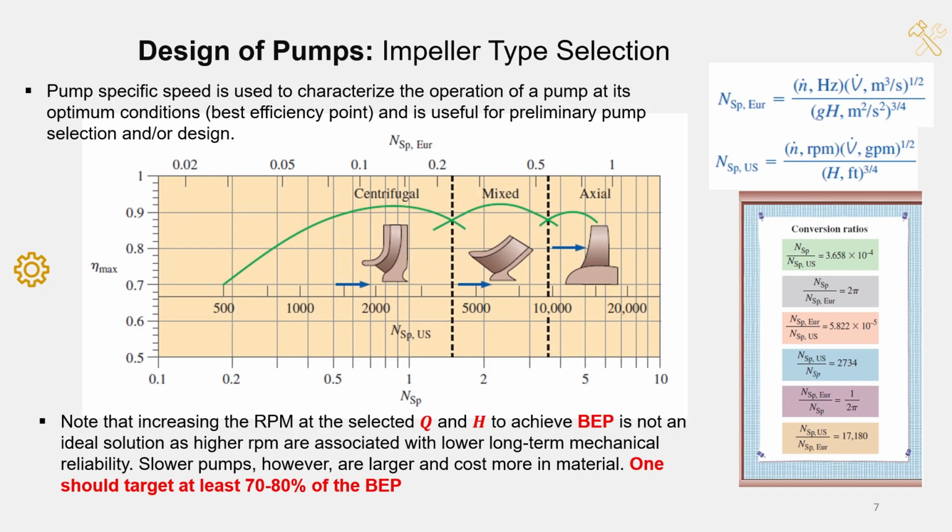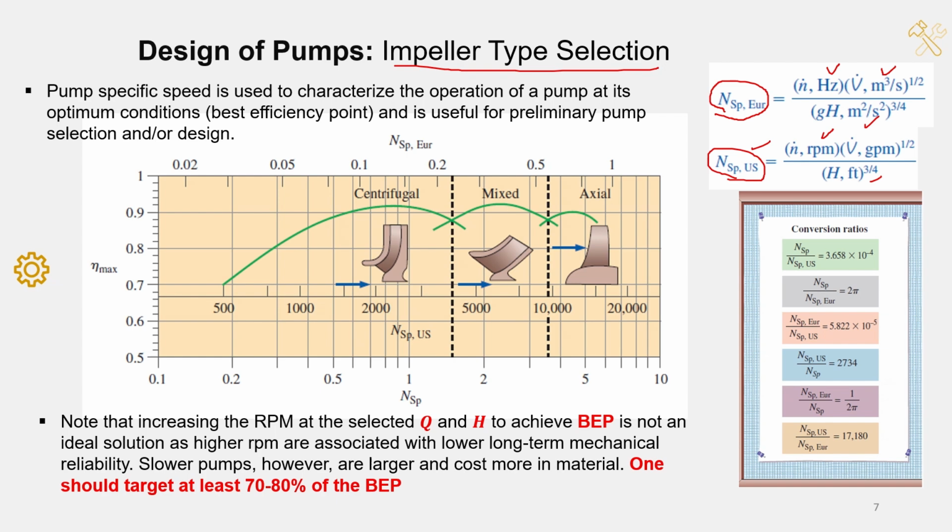I kept this slide to show you the impeller type selection. For example, the specific speed based on the European unit is this much, and based on the US unit it's this much. So the units here are different. In the European style, they use hertz for the rotation speed, but in the US style, they use RPM. And so on and so forth for the flow rate and the head.